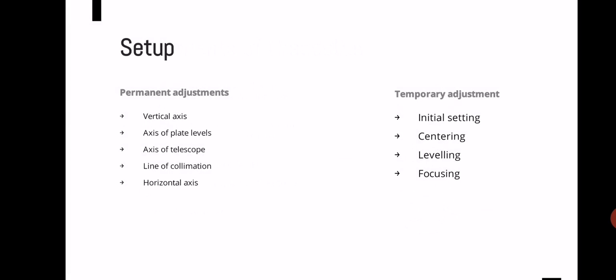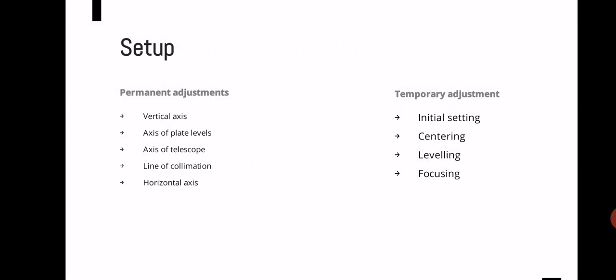After cross-checking all these points, we can say that we have completed the permanent adjustments. As the name suggests, these adjustments stay for a long time, making them permanent during the course of surveying. After that, we have temporary adjustment, in which there are initial setting, centering, leveling, and focusing.